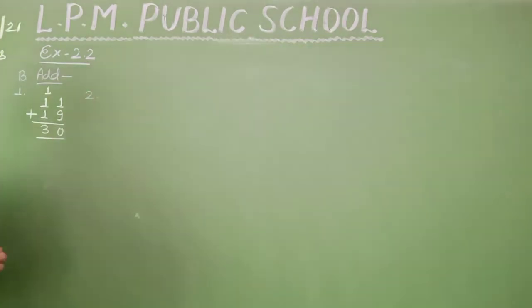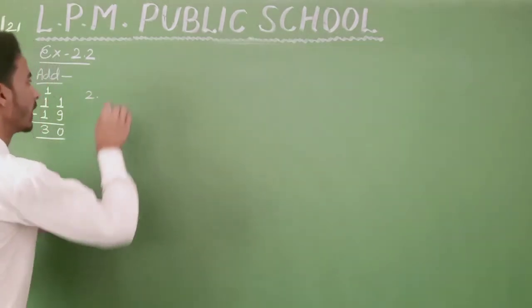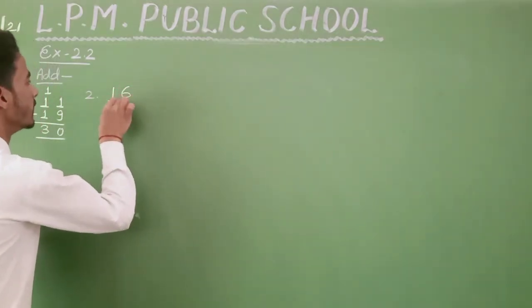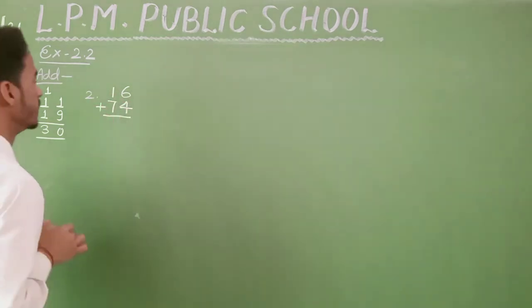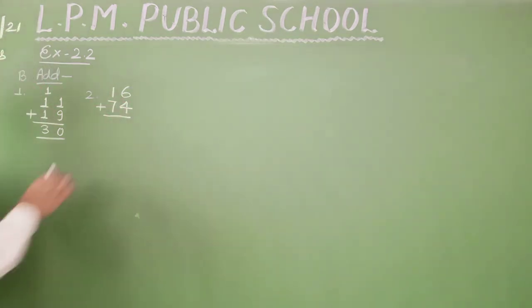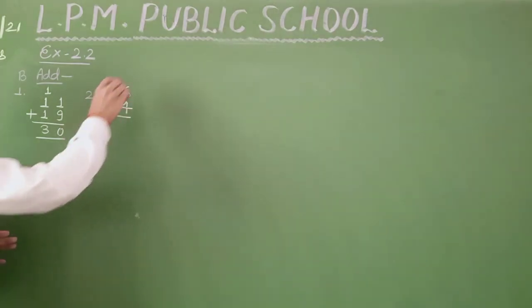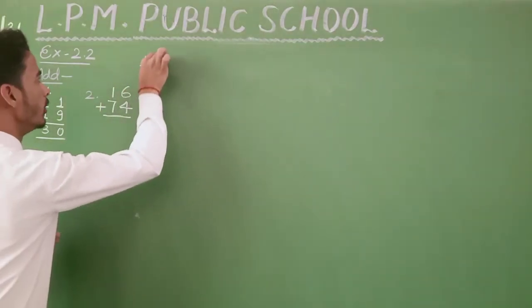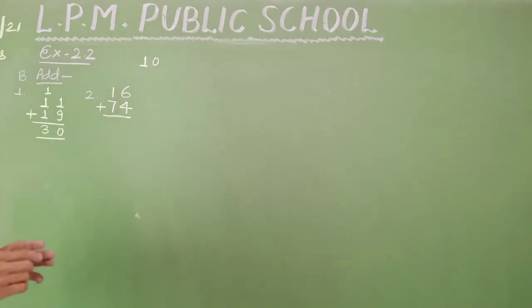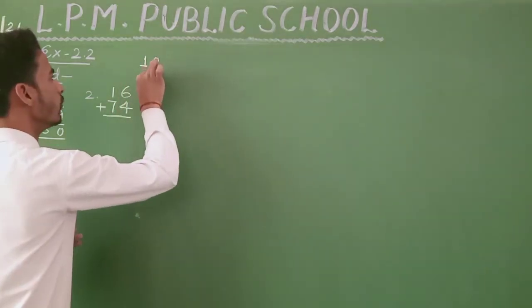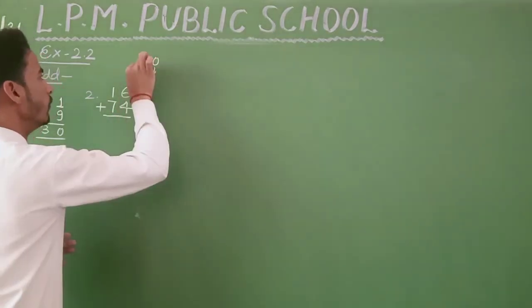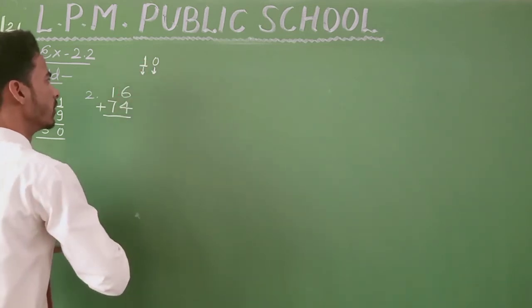Now the next question, question number 2, is 16 plus 74. Firstly, we have to add the ones. When we add the ones, 6 plus 4 makes 10. I have told you many times that when you make 10 on adding, in 10, 0 is on ones place and 1 is on tens place.